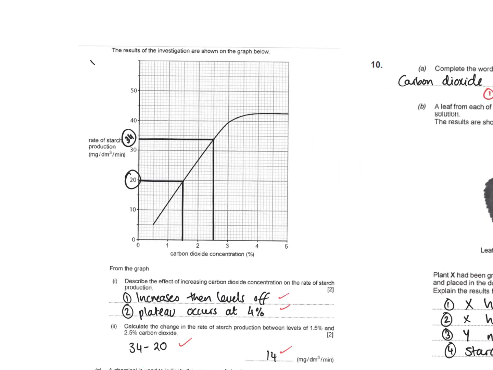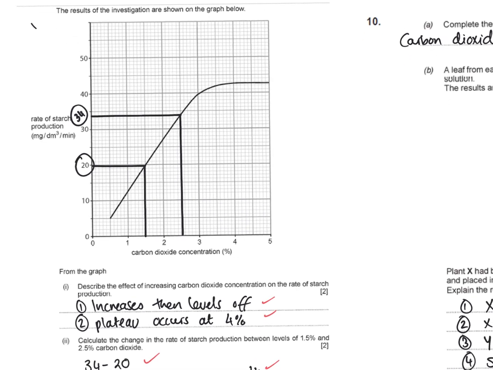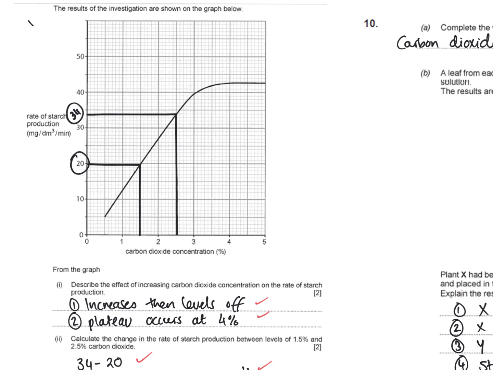Okay, so in terms of the first part of the question, we've got the graph describing the effect of increasing carbon dioxide concentration on the rate of starch production. So for the first mark, it increases and then it levels off. And the second, this plateau point here occurs at 4% carbon dioxide concentration.